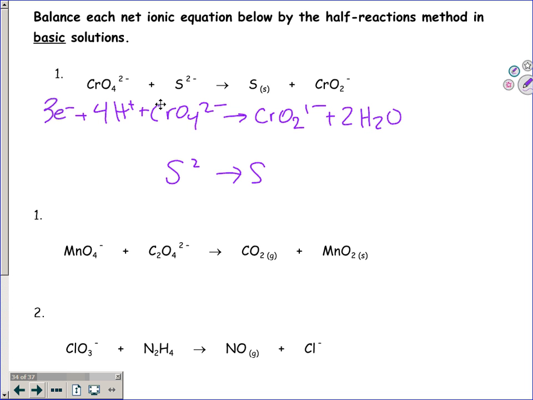So basic step. I'm still working with this first half reaction. What do I do for base? Add 4 hydroxides here. Am I done? 4 and 4 to the other side because I have to maintain charge balance. I just worked so hard to get there, I don't mess it up. So I've added my hydroxides. What do I do now?